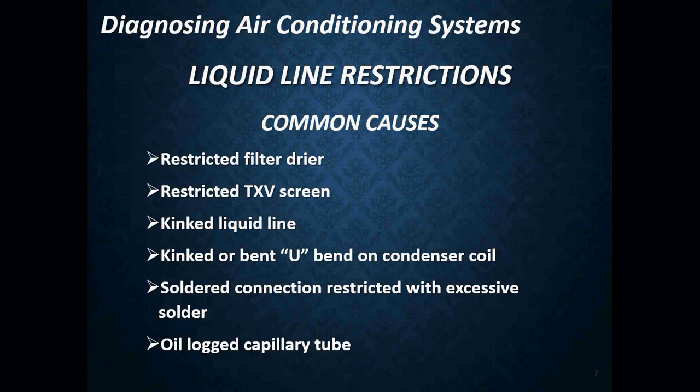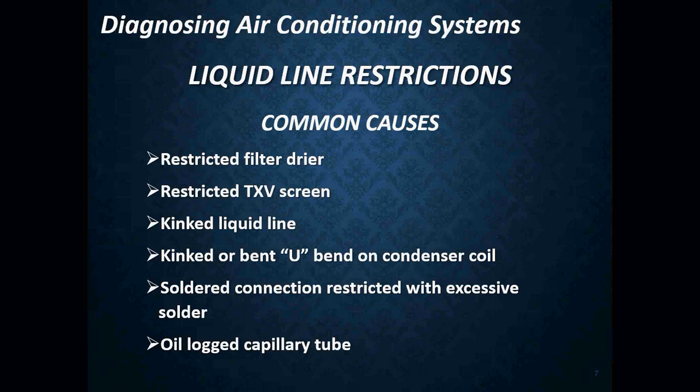Some people just don't know how to use a pipe bender or how to safely put a bend in a refrigerant line, so they wind up kinking it, and some people do it and they don't even realize that they kinked it. Kinked or a U-bend in the condenser coil. Soldering connections restricted with excess solder, so somebody doesn't know how to solder correctly. Usually a big old solder snot inside the liquid line can cause a restriction, or an oil-logged capillary tube if you're dealing with a cap tube.